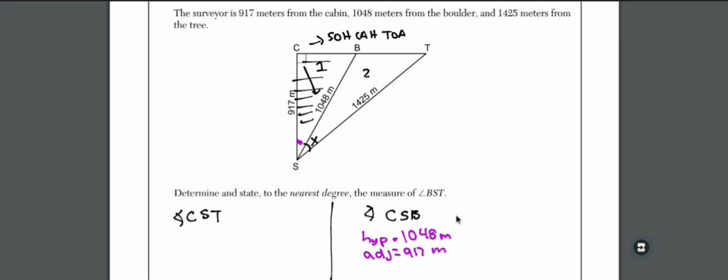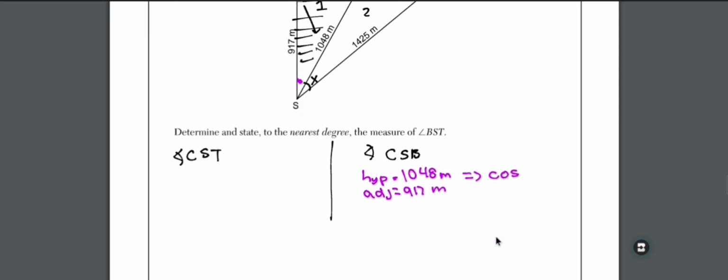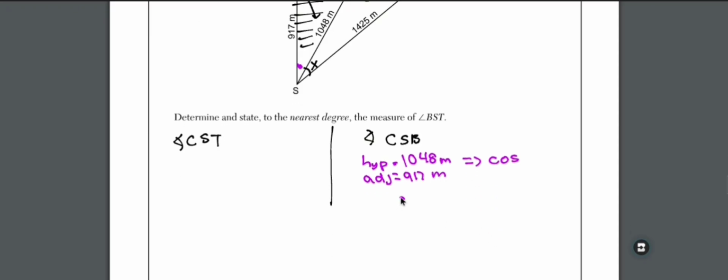So, if I recall my trigonometry, if I'm given an adjacent side and a hypotenuse side, I can use my cosine. I'm trying to determine the value of my angle, so I don't know my angle. So, cosine of theta, my angle, is equal to 917 over 1,048. So, when you're trying to determine the value of your angle, you're going to utilize cosine inverse.